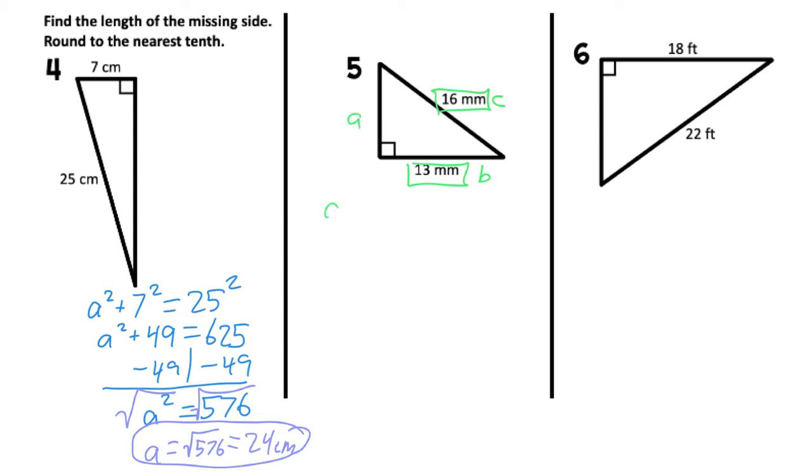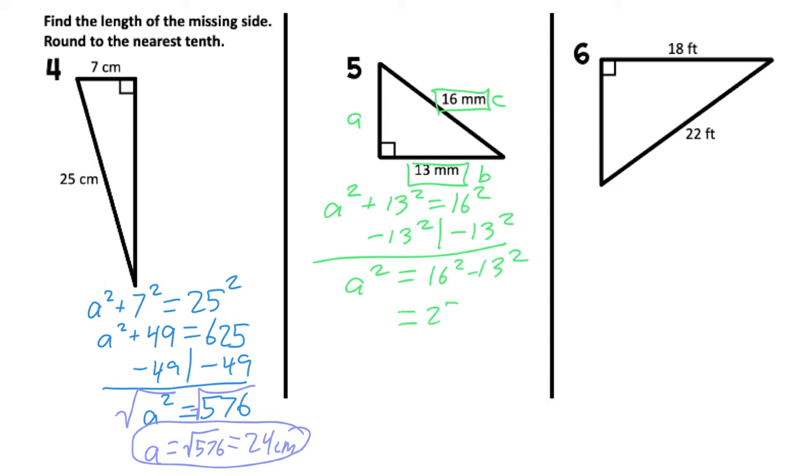So a squared plus b squared equals c squared then becomes a squared plus 13 squared equals 16 squared. Let's get a squared by subtracting 13 squared from both sides, so we get a squared equals 16 squared minus 13 squared, or 256 minus 169, which comes out to 87. And then to get the side length, we will need to, once again, take the square root. So the square root of 87 is going to be approximately 9.3.